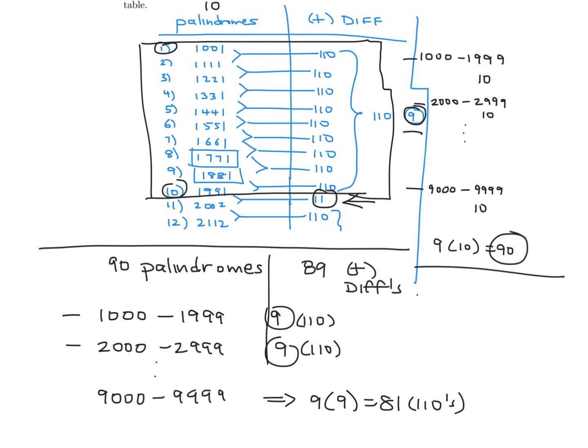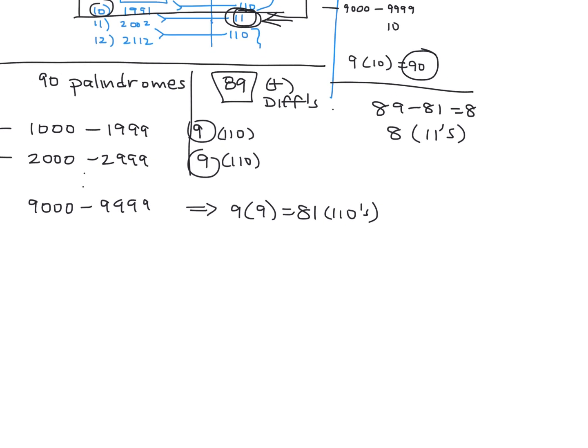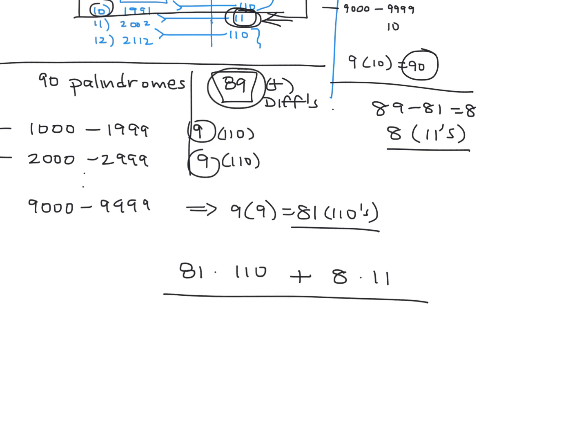So 9 times 9, there's 81 110s. Does that make sense? There's 89 total positive differences, so the remaining, 89 minus 81, which is 8, those 8 would be 11s. So we can figure out the average pretty easily. It'd be 81 times 110, that takes care of these, plus 8 times 11, that would be those, and then divide by the total, which is 89. And that's going to be 8998 over 89.